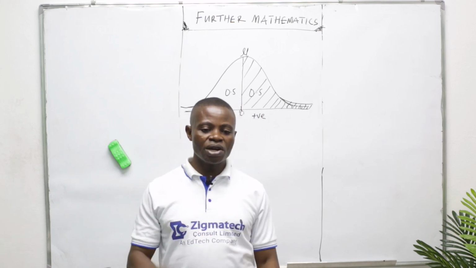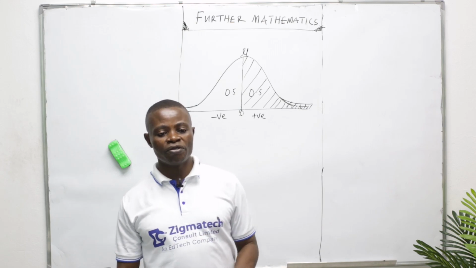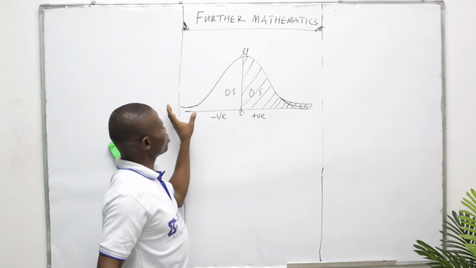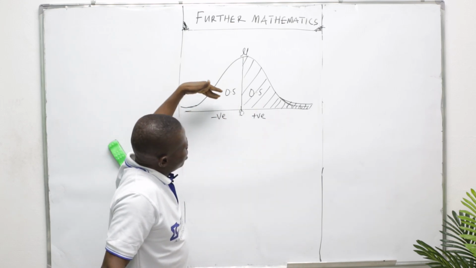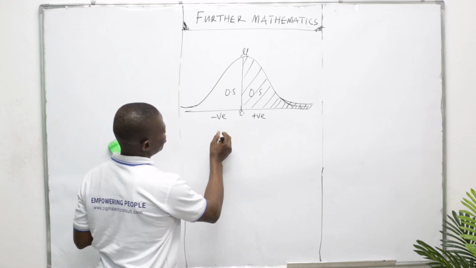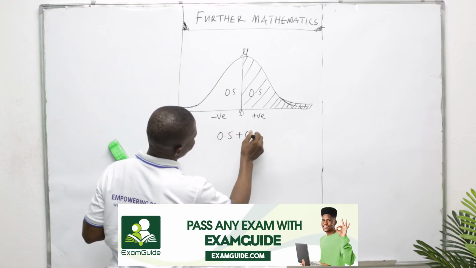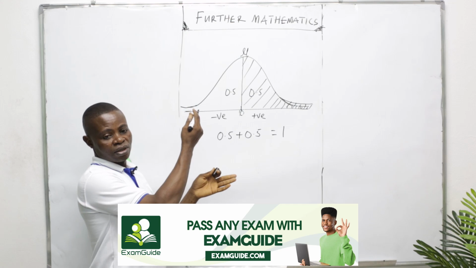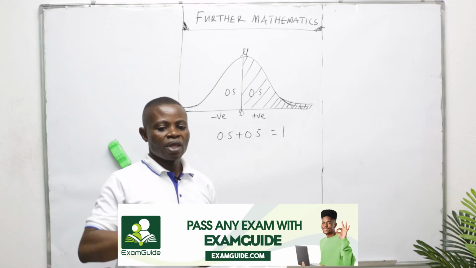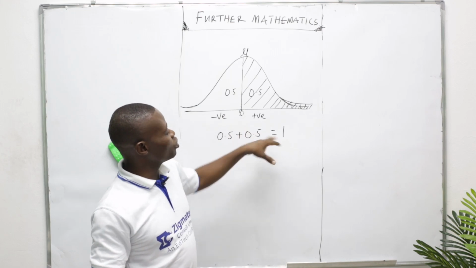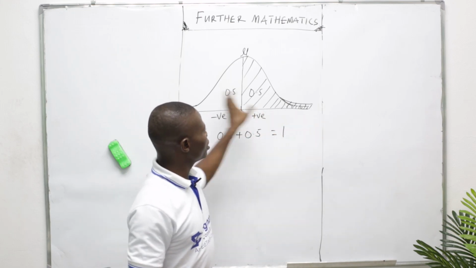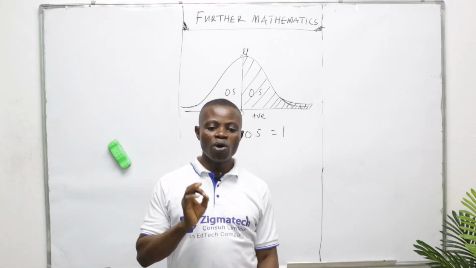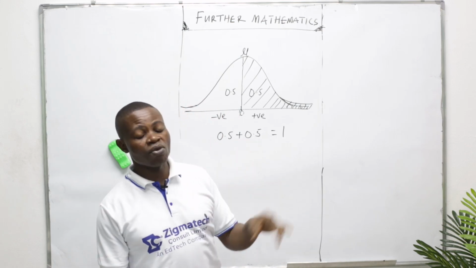Now, the total area under the curve and above the horizontal axis is equal to what? 1. That's the total area. Can you see this is 0.5? I say 0.5 plus another 0.5 equals what? 1. So the total area under the curve and above the horizontal axis is equal to 1.